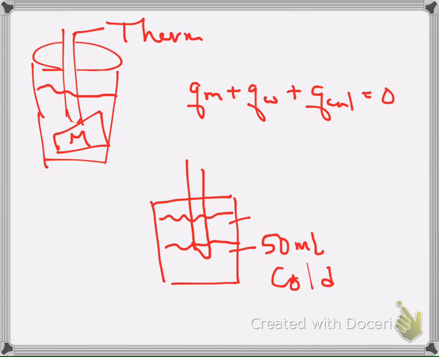And then what you do is you add 50 mils of hot water. Okay. So once you've added the 50 mils of hot water, the equation for conservation of energy for this, okay, is Q for the hot plus Q for the cold plus Q for the calorimeter. That's equal to 0.